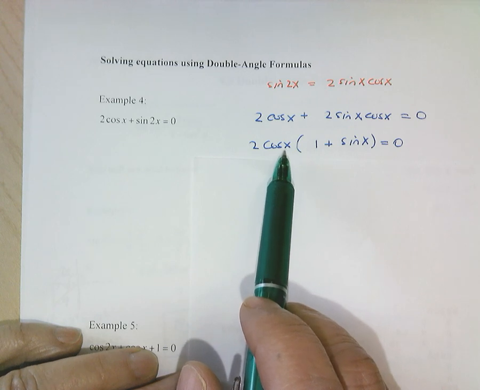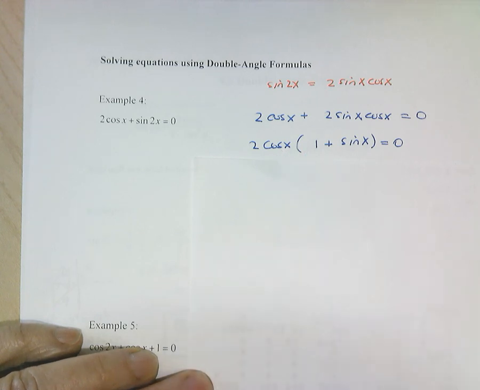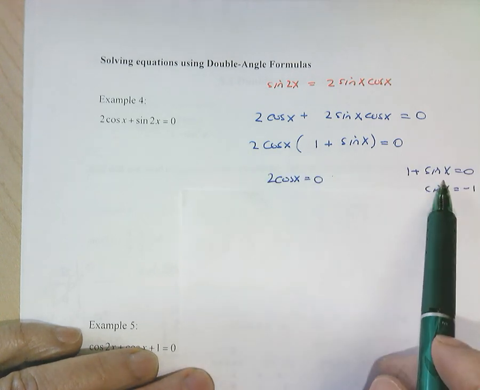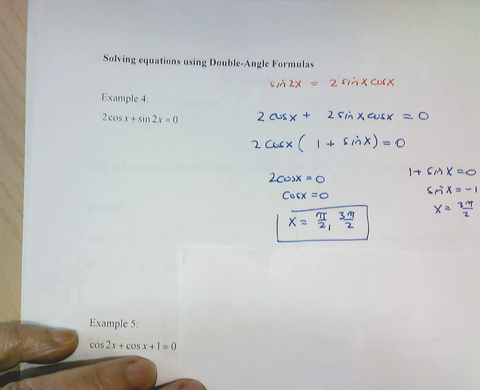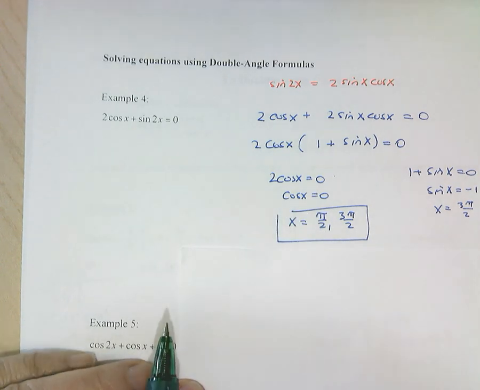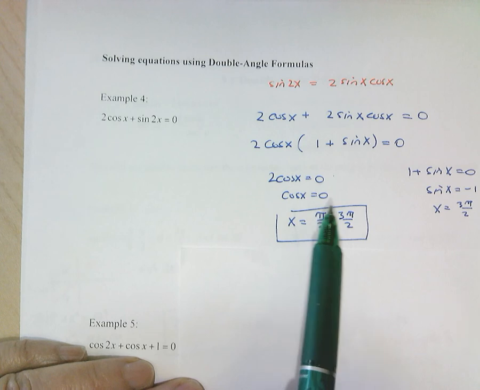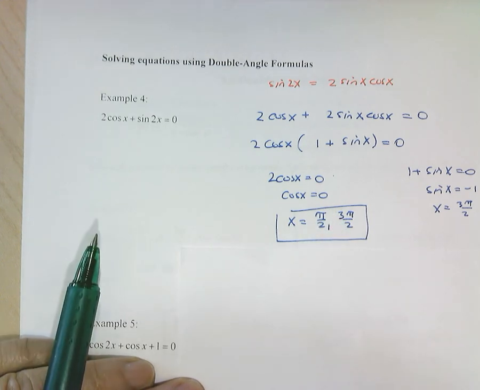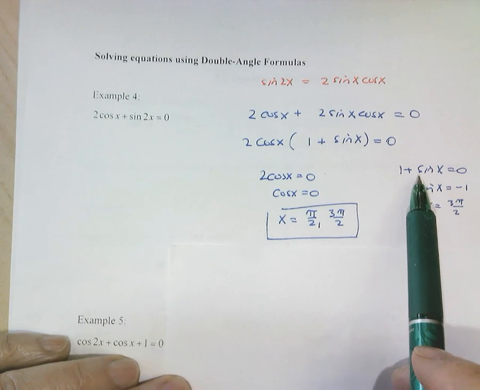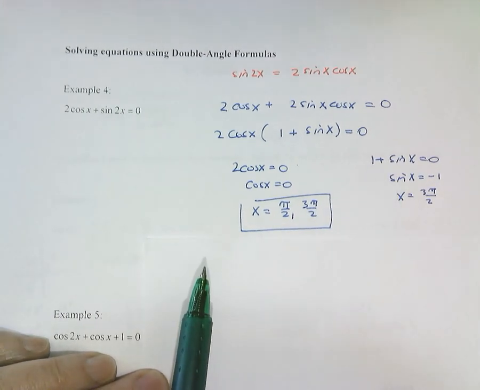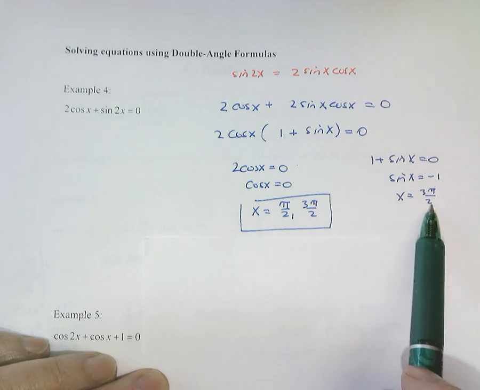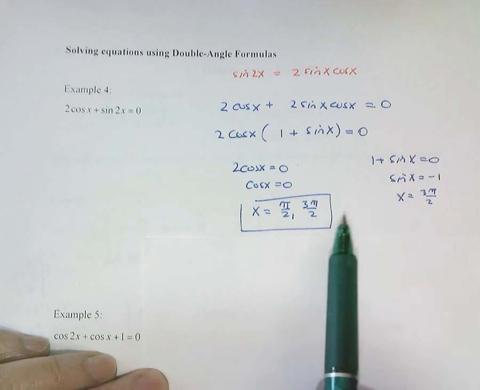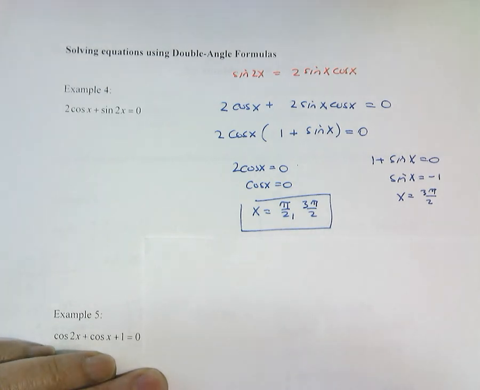Now it's just like a problem we did before. Once I factor it, I set each factor equal to 0. 2 cosine x equals 0. 1 plus sine x equals 0. If 2 cosine x equals 0, cosine x equals 0. Cosine x is going to equal 0 at pi over 2 and 3 pi over 2. 1 plus sine x equals 0, so sine x equals negative 1. Sine of x is equal to negative 1 when x is equal to 3 pi over 2. And you can box it if you want. I already have it here, so I'm not worried about it.